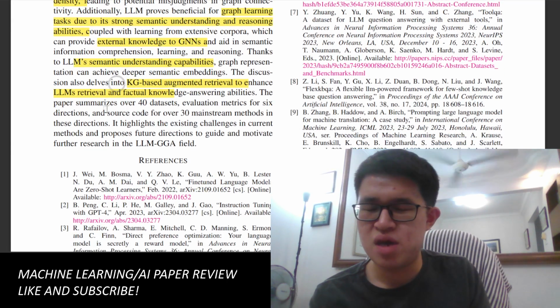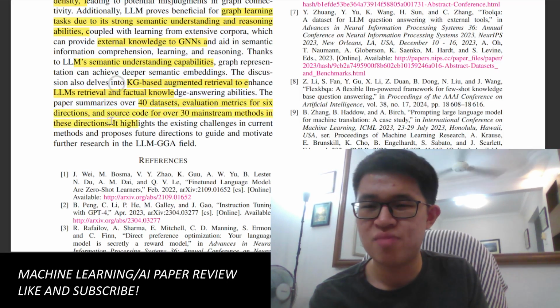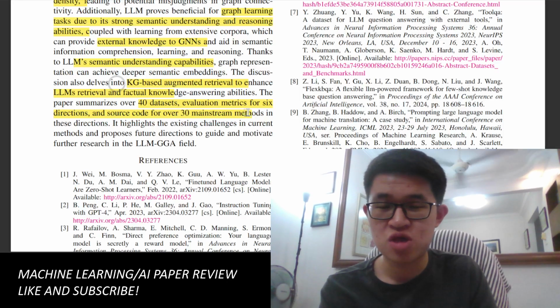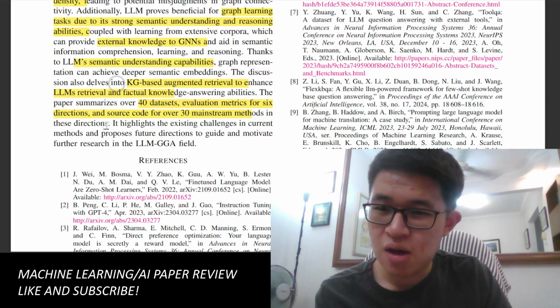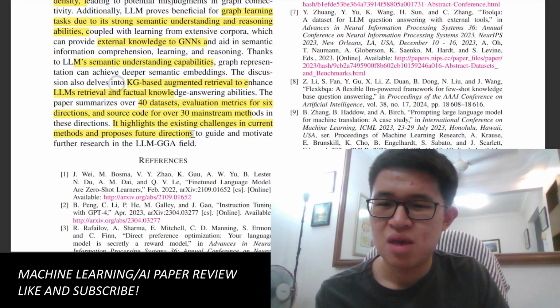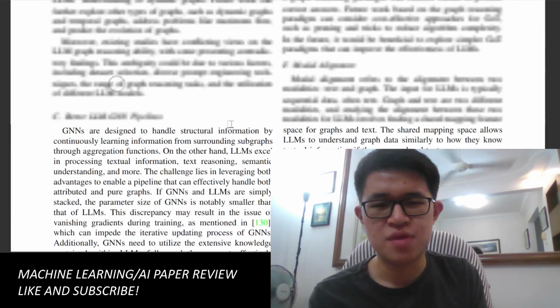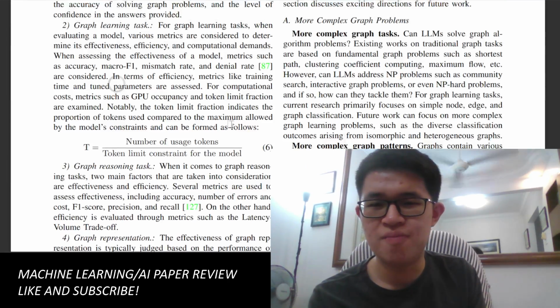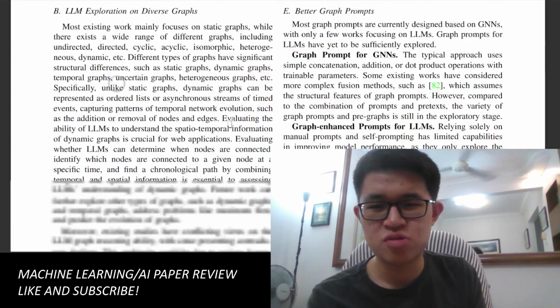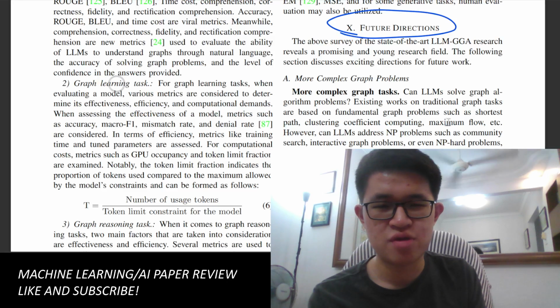The paper summarizes over 40 data sets and evaluation metrics in 6 directions. Source codes are available as well, so do check it out if you want to. It highlights the existing challenges in the current methods and proposes future directions to guide and motivate research in the field. That's pretty cool. But we should go through the future directions quickly.